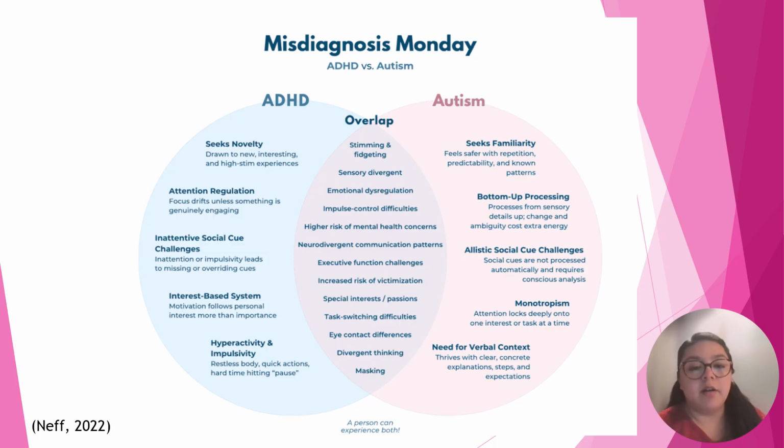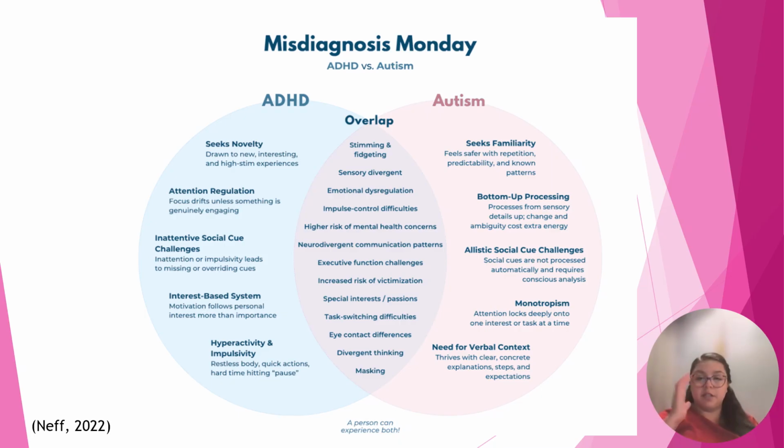So some criteria that may be in ADHD and not in autism are seeking novelty, attention regulation, and inattentive social cue challenges, whereas a person with autism may seek familiarity, they may have bottom-up processing, and they may have attention that locks deeply into one interest or task at a time, whereas both may have eye contact differences, special interests, sensory divergence, emotional dysregulation, and those are just to name a few, right?